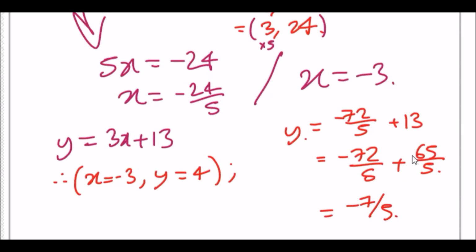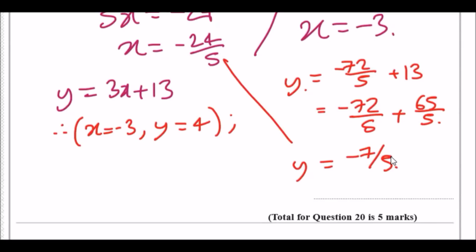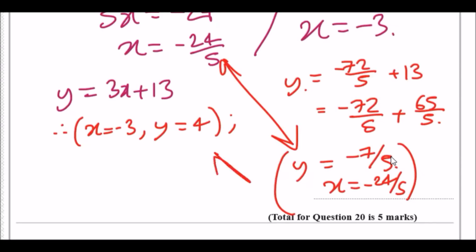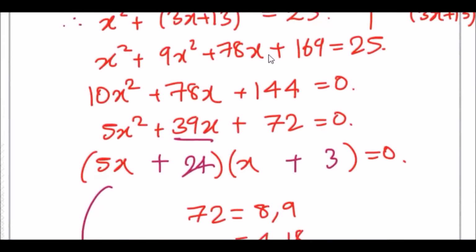So your other pair would be minus 24 over 5 and this. Always pair them together. So this would go with x equals minus 24 over 5. So two different solutions. All right, so far so good.